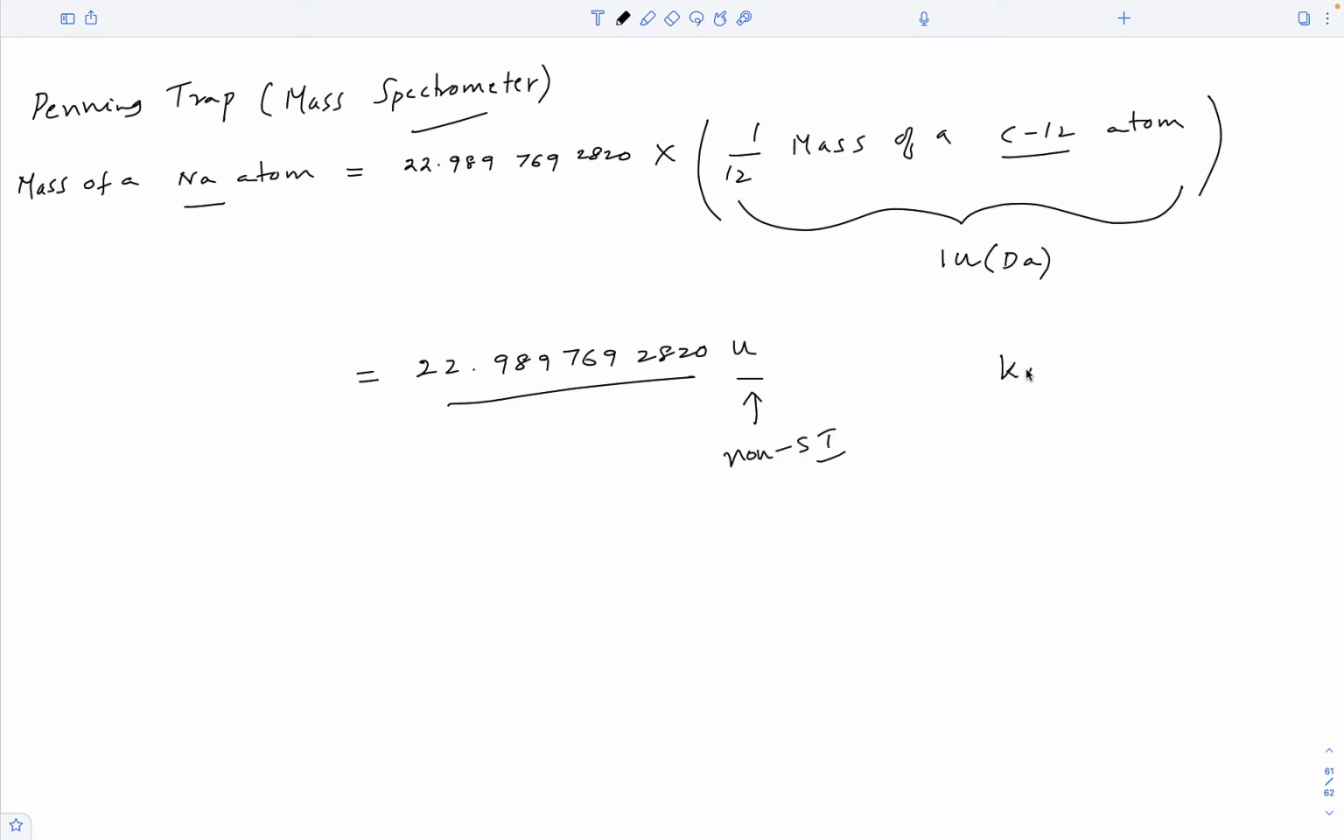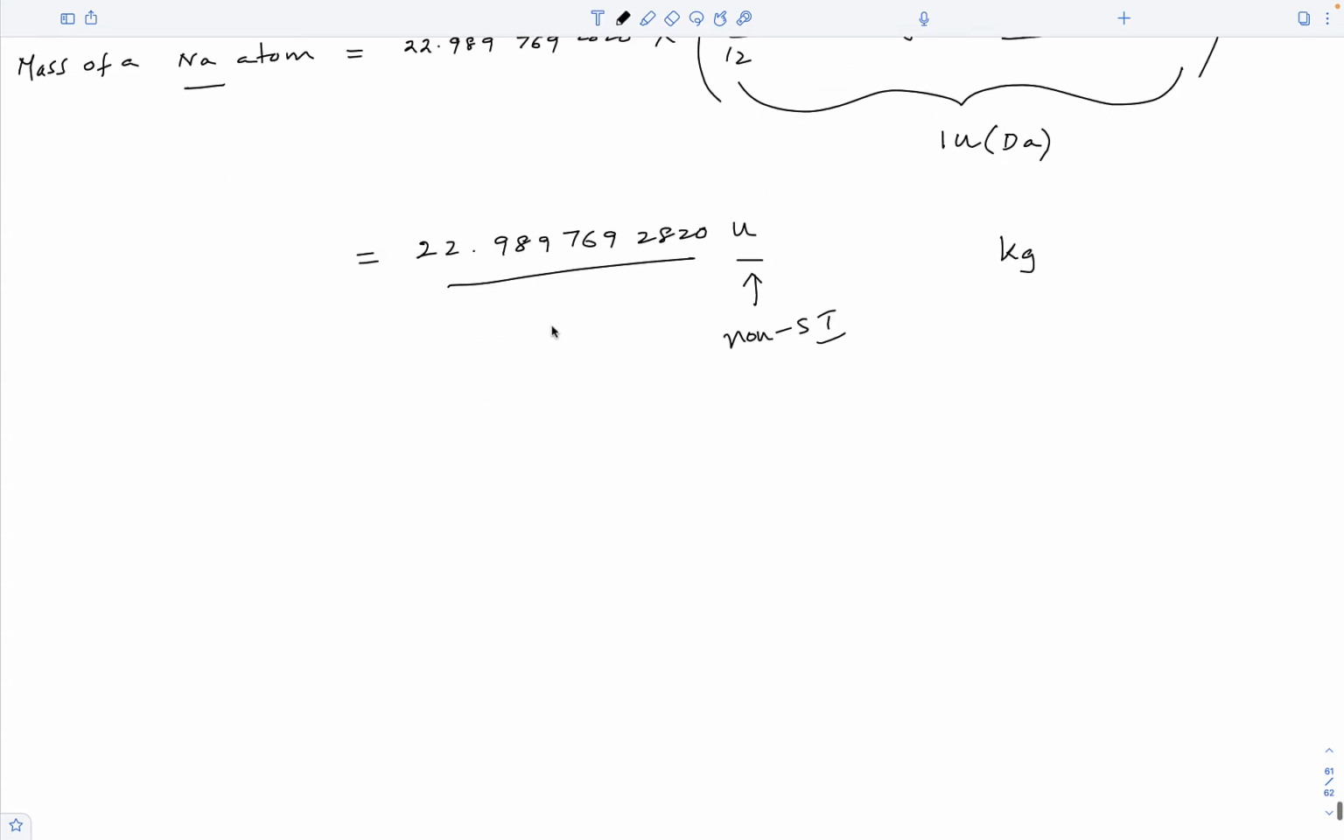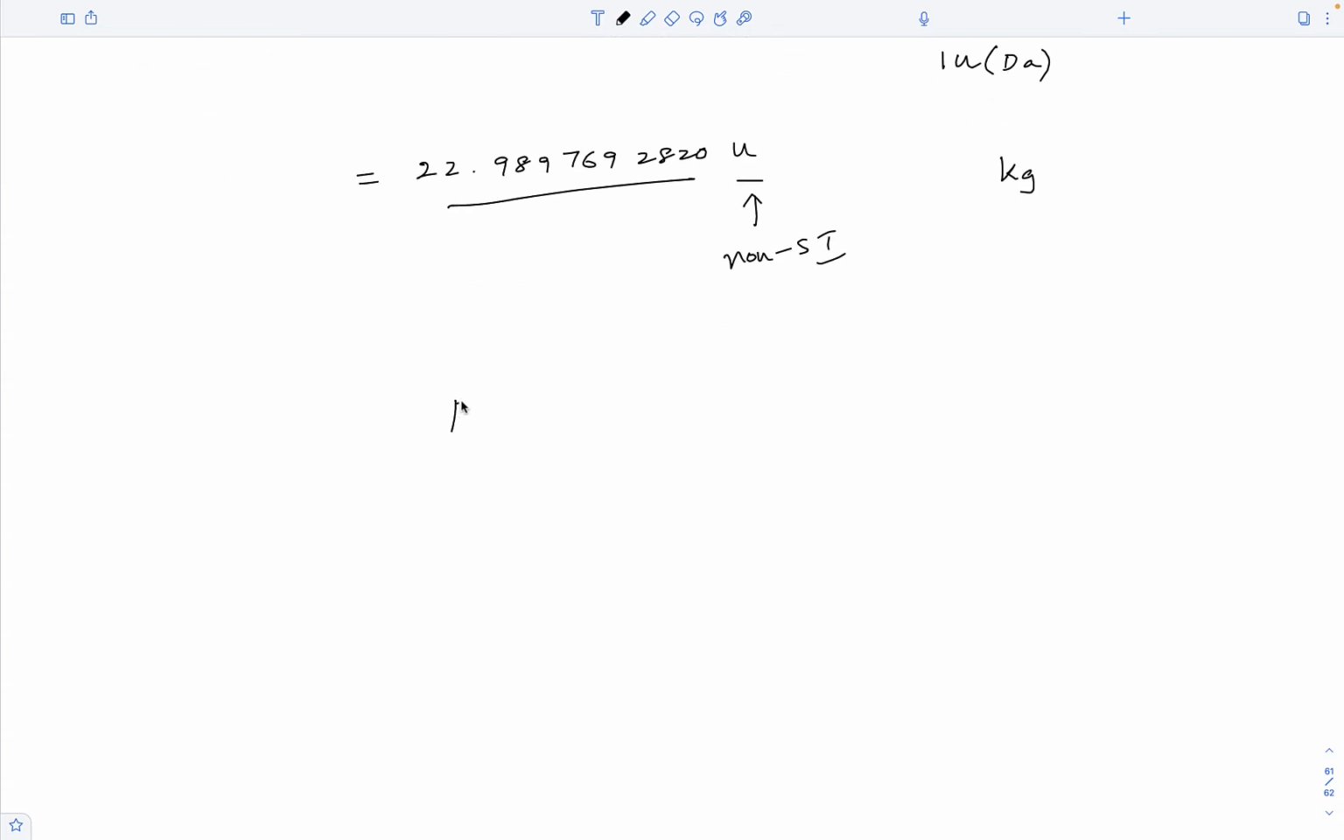The SI unit of mass is kilogram. So I cannot use the value of mass in this unit in calculations that involve other physical quantities. We can understand this better with an example.